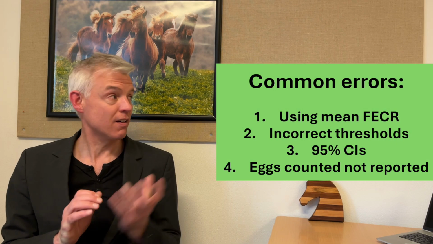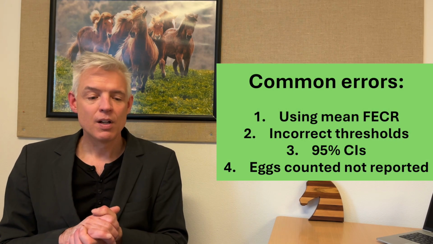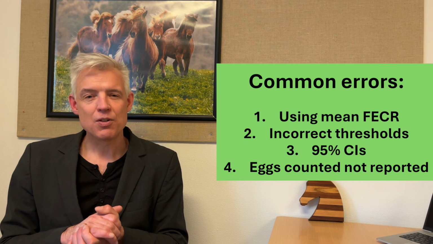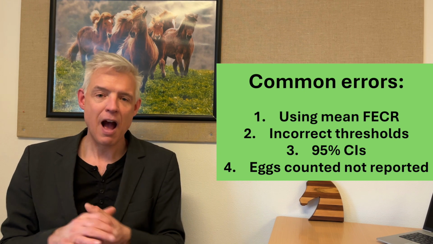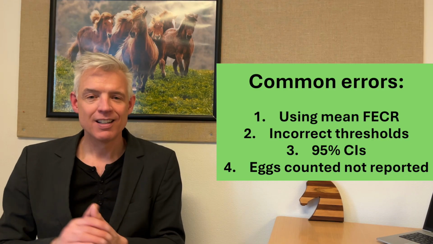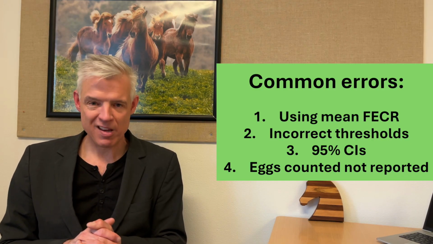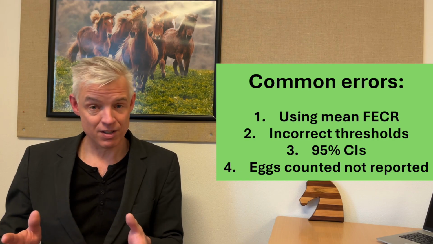We don't see a lot of them, but we do see some mistakes happening occasionally, and some of the more common ones are listed here. So we still see some people using the mean fecal egg count reduction for classification purposes. I hope I've made clear that that's no longer the recommendation. We should use the confidence limits, okay?